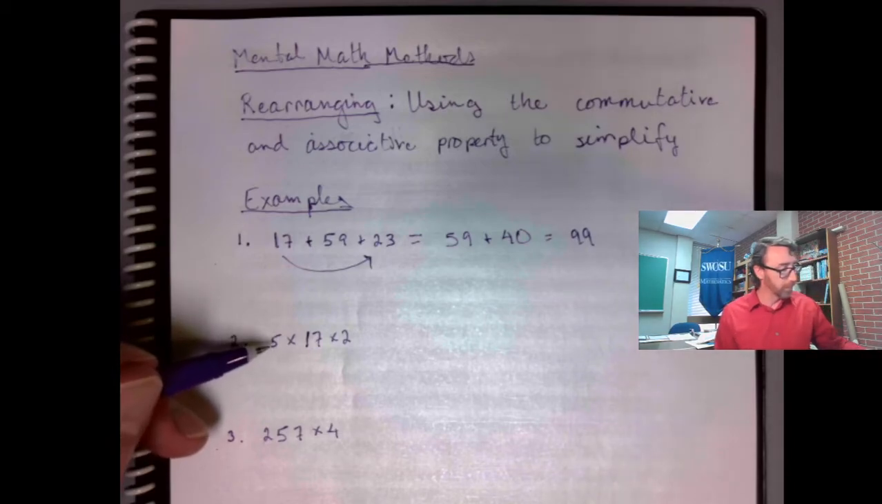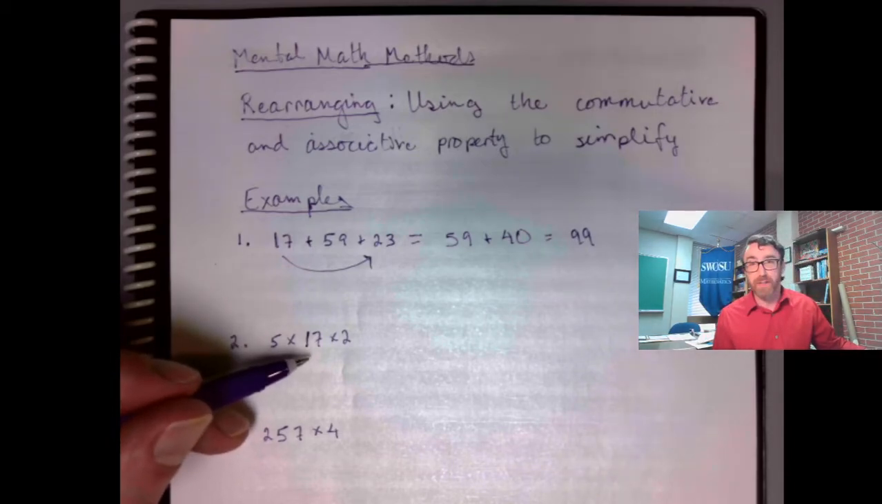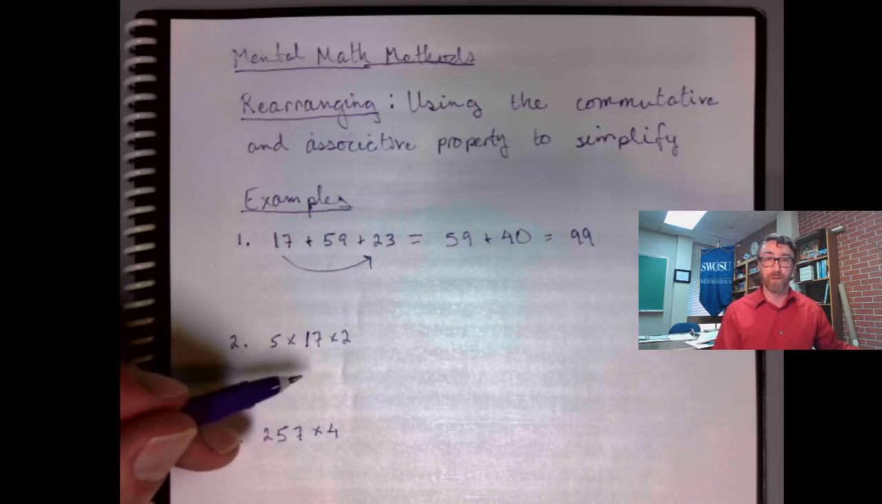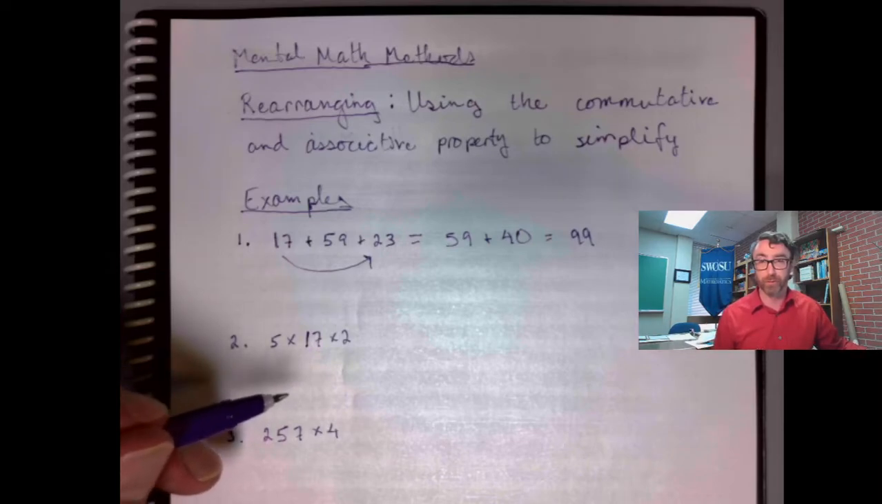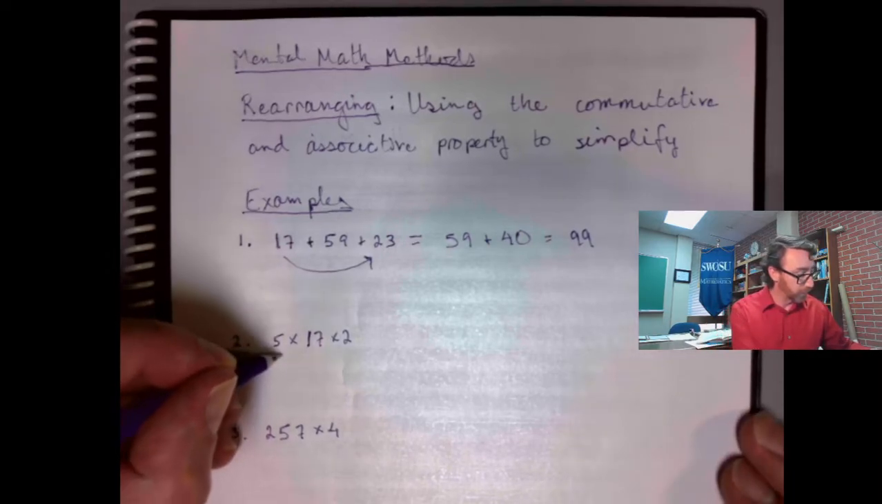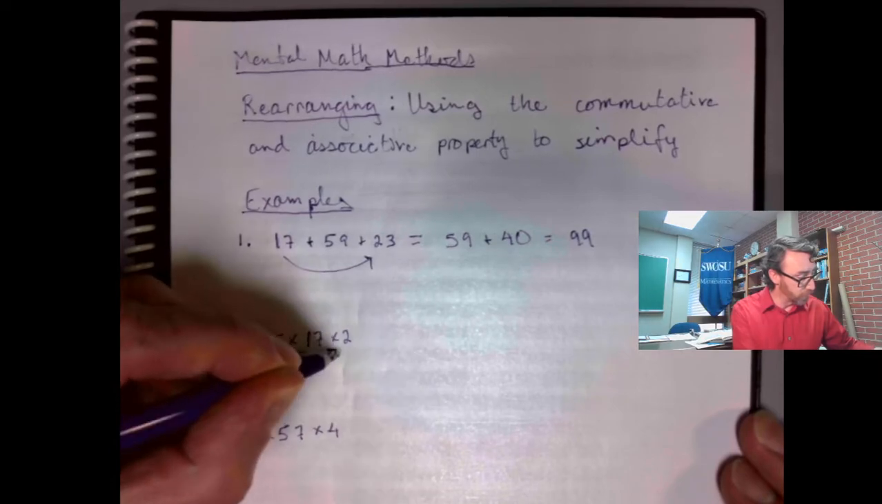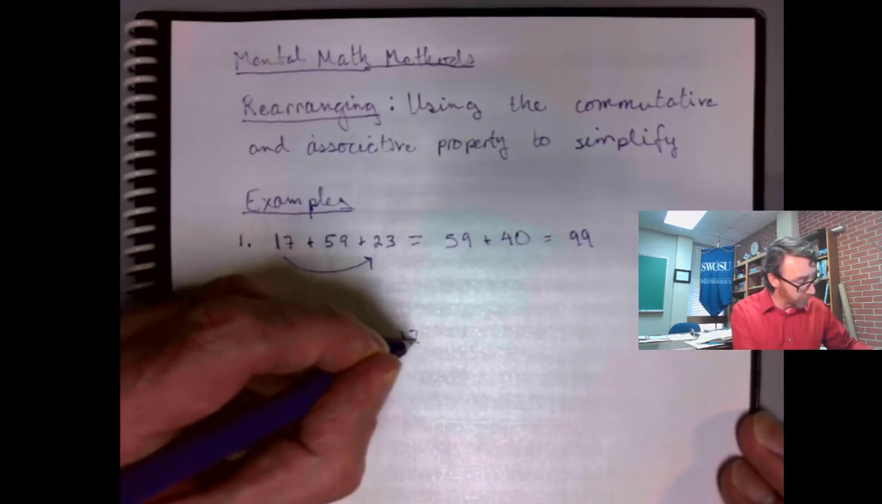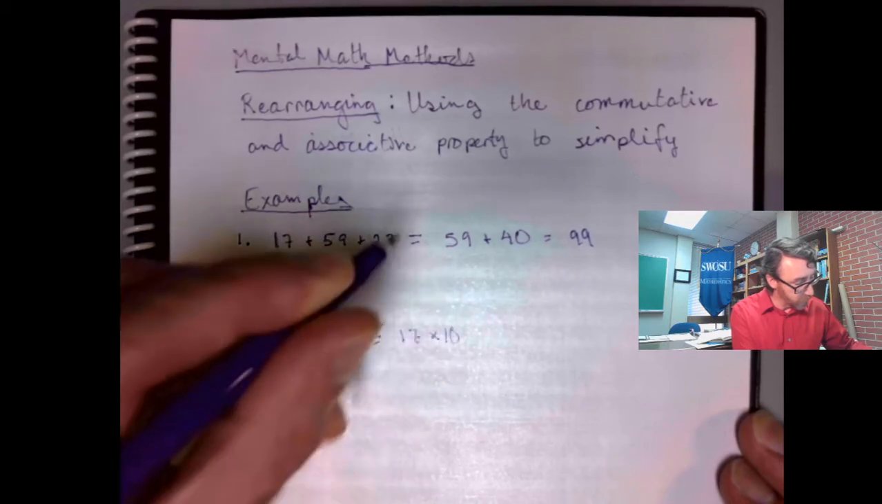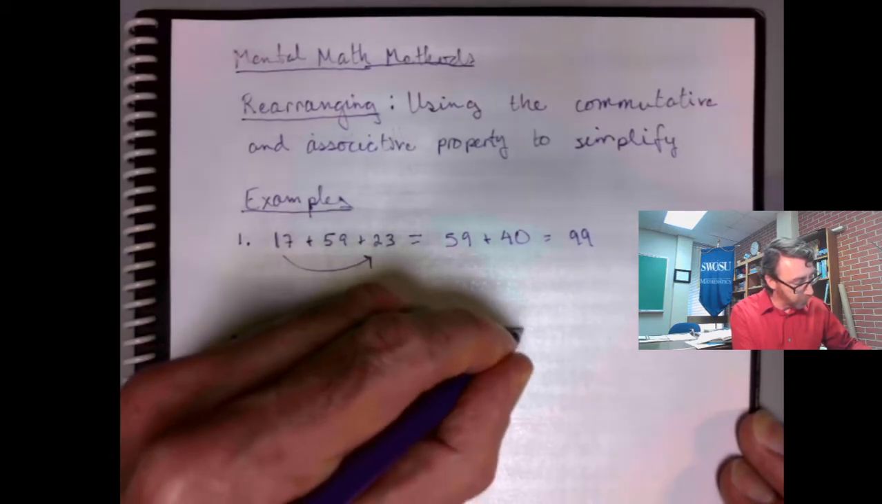Down here, 5 times 17. Once again, we could do that problem. It involves carrying, so it's a little tougher to do mentally. It's better to do the 5 times the 2 first to get a 10. Now you do 17 times 10, and you've got 170.